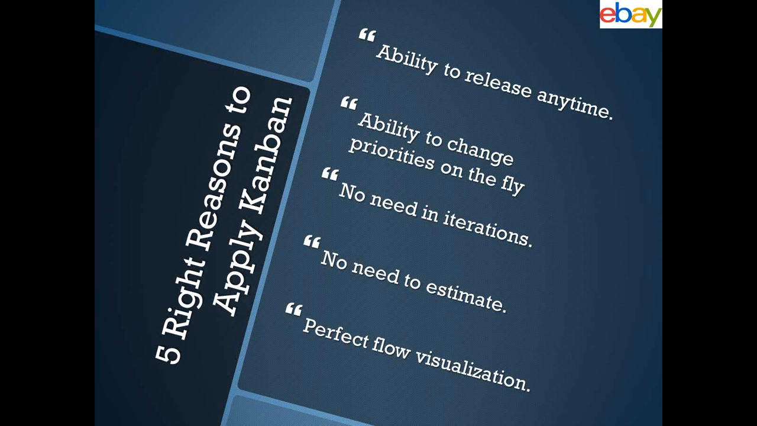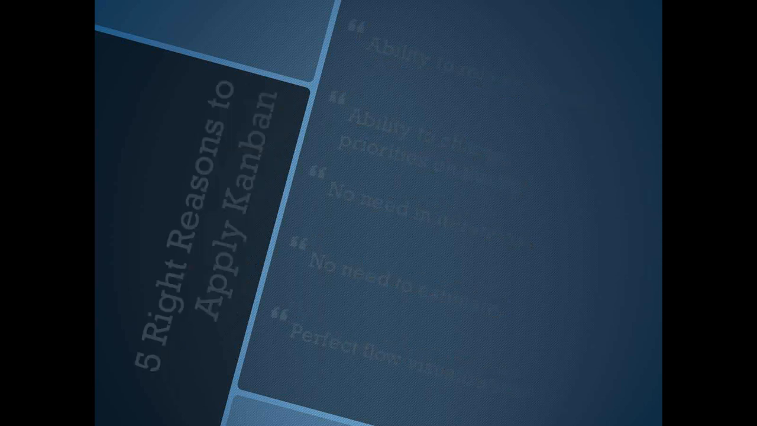You have a product where you're not able to split tasks further. It doesn't make sense to split a task, especially when it's a new product where you have to have all the features in and you cannot split each feature to be separately released. You don't have to estimate, and we talked about the cases where we don't need an estimation. You have a perfect flow visualization. You know what happens from the start to the end. These are the reasons why we have to apply Kanban.